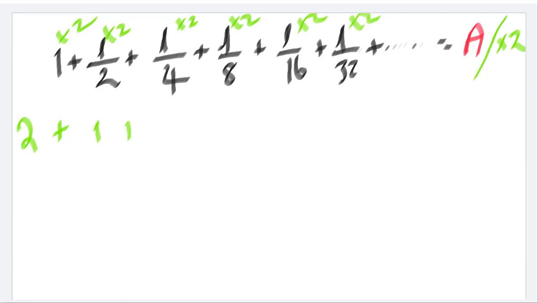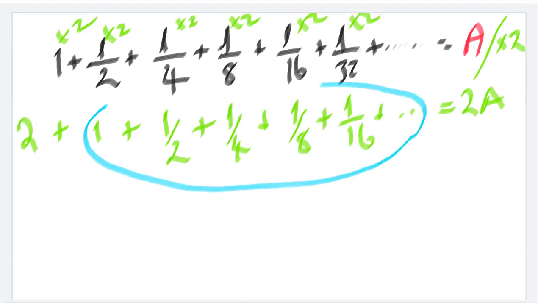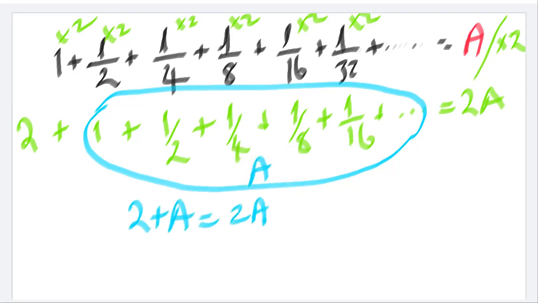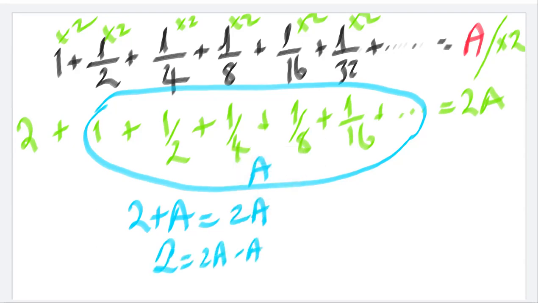So we will get 1 plus 1 over 2 because we can simplify, 1 over 4, 1 over 8, 1 over 16. And since it's continuing to infinity, it will keep continuing. And remember, this is same as our first question. So this is A. So 2 plus A equals 2A. So 2 equals 2A minus A. The answer is A equals 2.